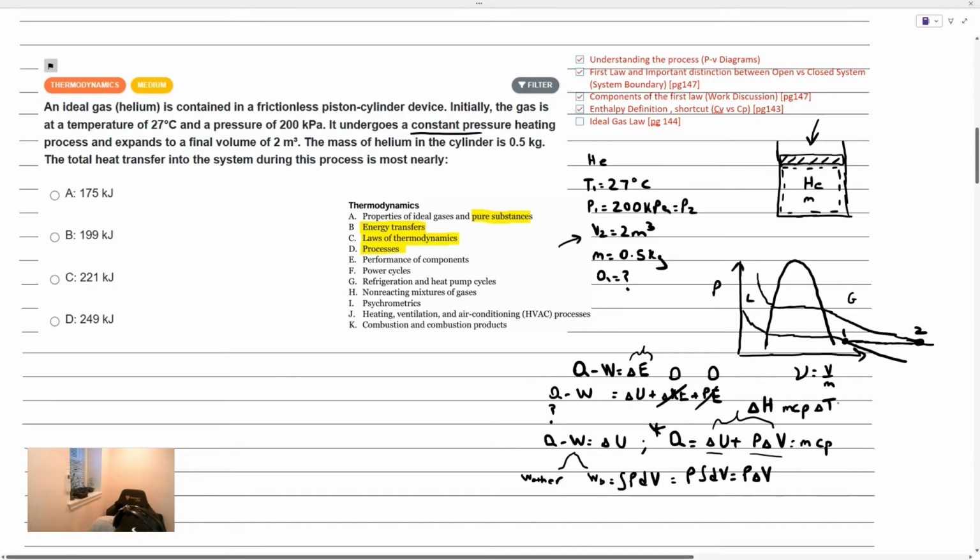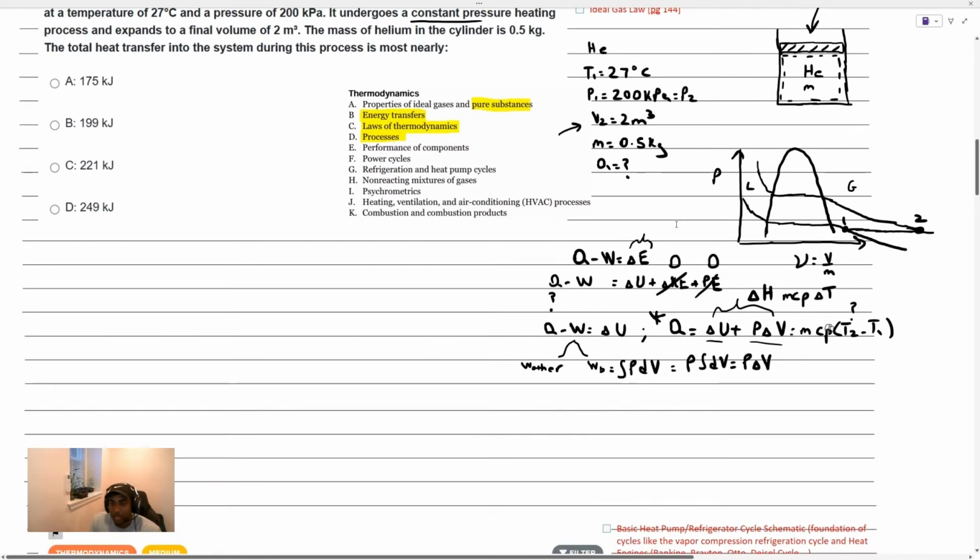We can find Cp from the tables, and the temperature at state point 2 is the only thing that's unknown for us. We can find that using the ideal gas law. If we think about some of the knowns that we have, the volume at state point 2, we just write down the ideal gas law here: PV is equal to mRT, and we know that we're looking for the temperature at state point 2.